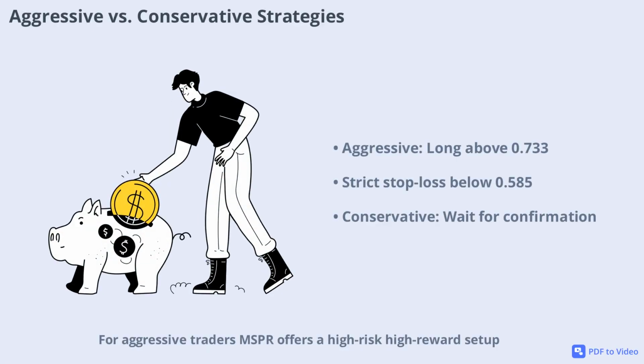For aggressive traders, MSPR offers a high-risk, high-reward setup. Entering long positions above 0.733 with a strict stop-loss below 0.585 and targeting the 0.946 resistance could capture the upside if a reversal takes hold. Conservative investors, on the other hand, may want to wait for confirmation of a trend reversal above key moving averages before committing capital. This approach reduces risk but may miss the initial surge.